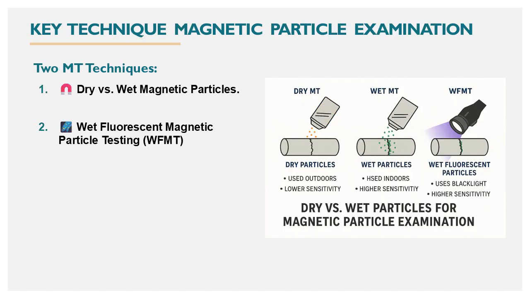There are two main key techniques used in magnetic particle examination. Technique number 1 is dry magnetic particles, commonly used outdoors. This technique has lower sensitivity. And wet magnetic particles technique, commonly used indoors, has higher sensitivity. And technique number 2 is wet fluorescent magnetic particle testing or WFMT. It uses black light and has higher sensitivity.